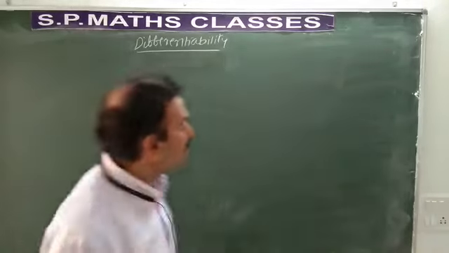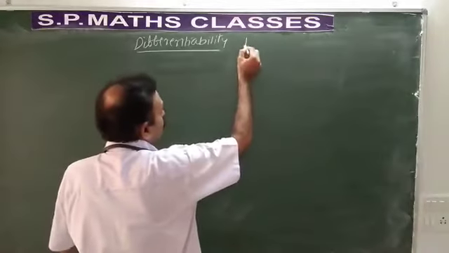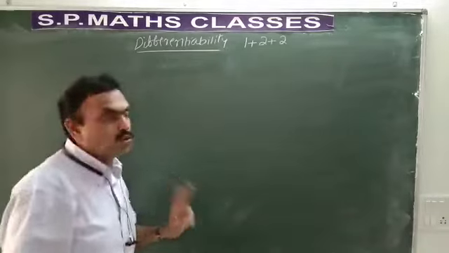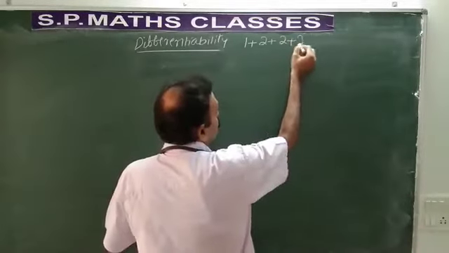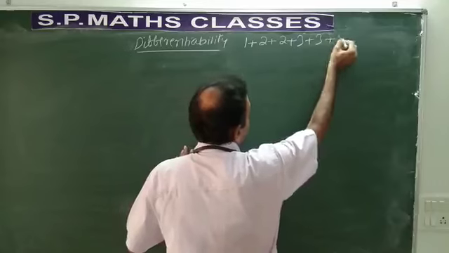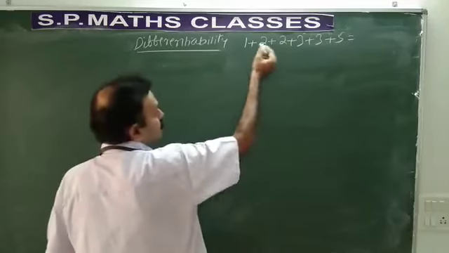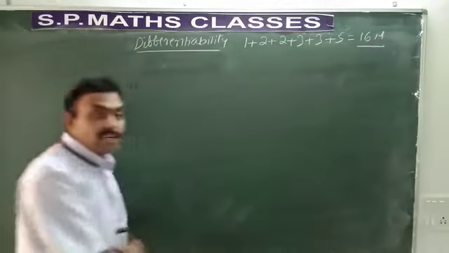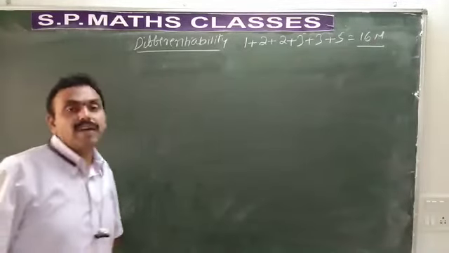So you know the weightage for differentiability: there will be one question for 1 mark, two questions for 2 marks, two questions for 3 marks and one 5 marks question. So 16 marks is the weightage given for differentiability, a vast weightage.